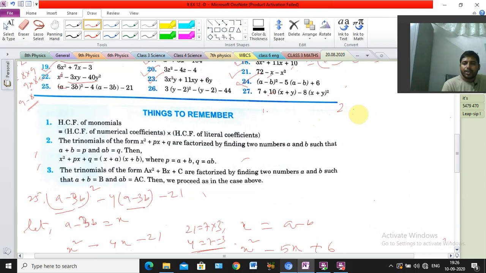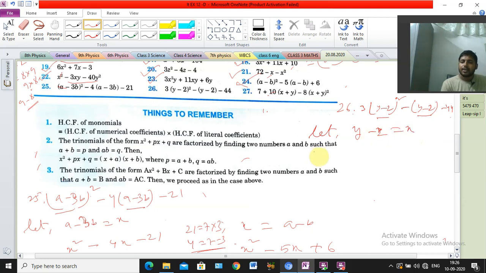26 is given here: 3 into y minus 2 whole square minus y minus 2 minus 44. This is the question. 3 into y minus 2 whole square minus, in bracket, y minus 2, minus 44. What to do here, sir? See, in the bracket portion y minus 2, here also y minus 2, the same thing is given. So that means we have to consider y minus 2 equal to x.